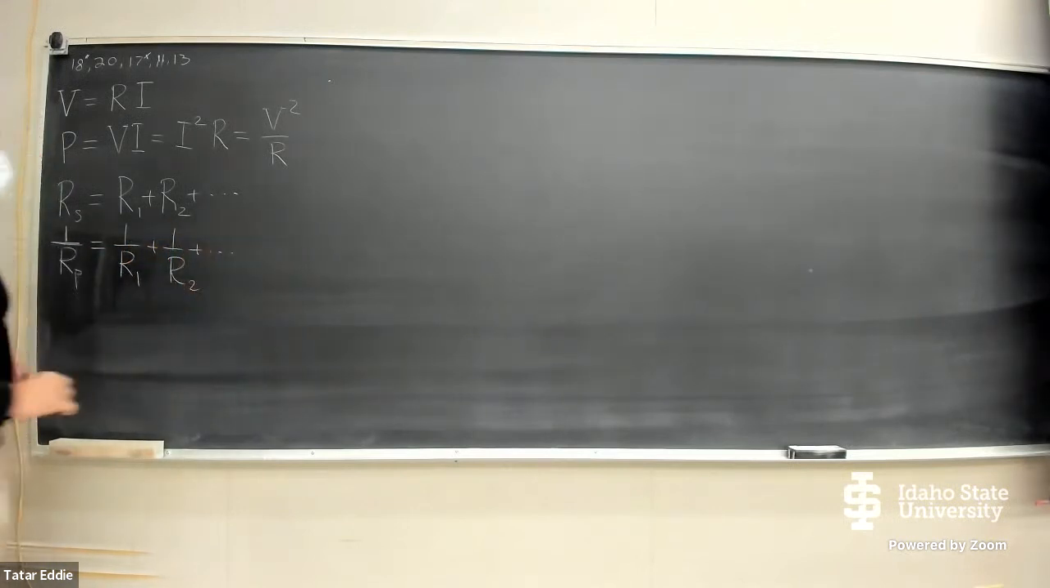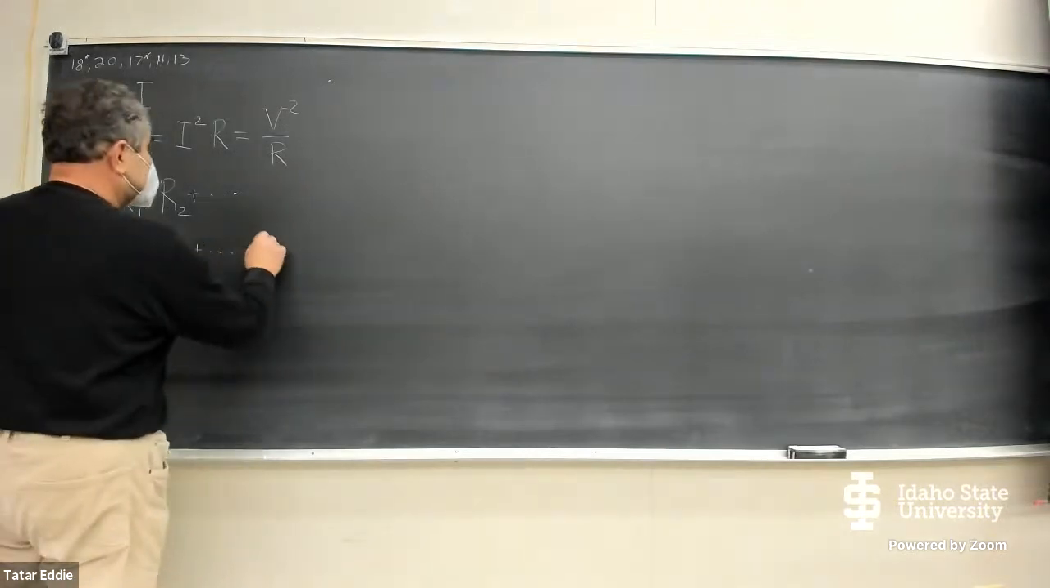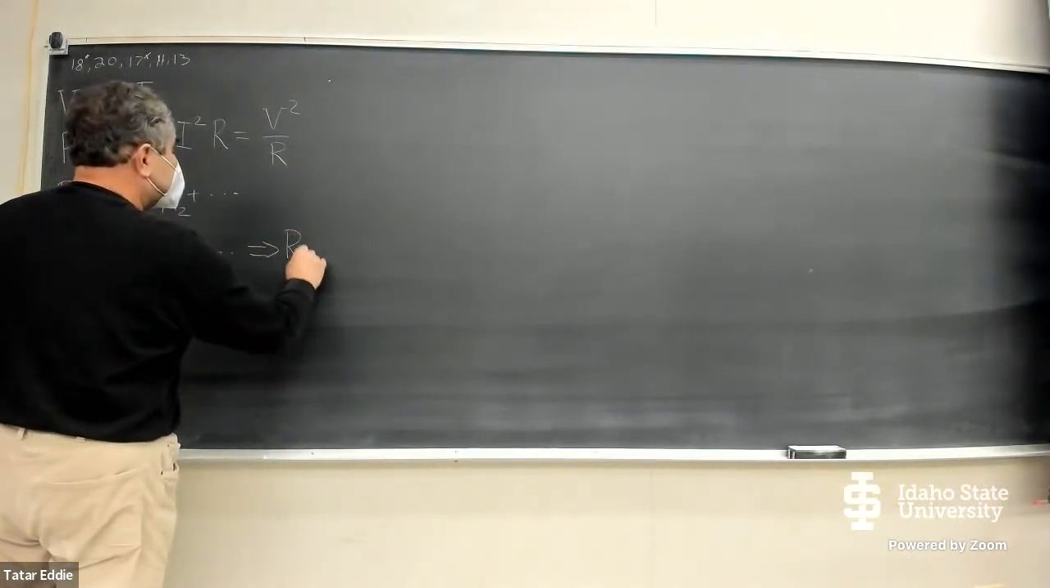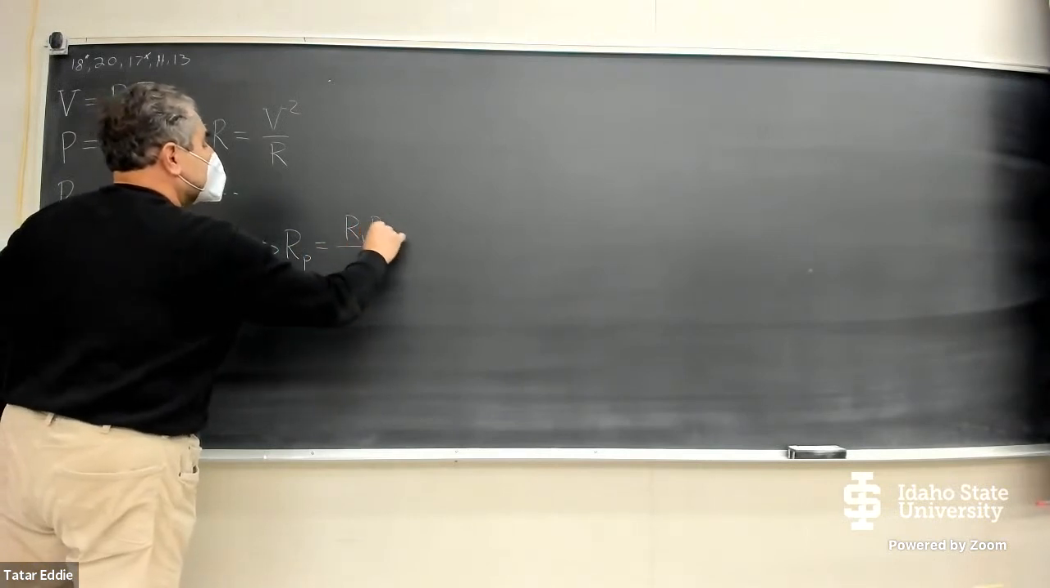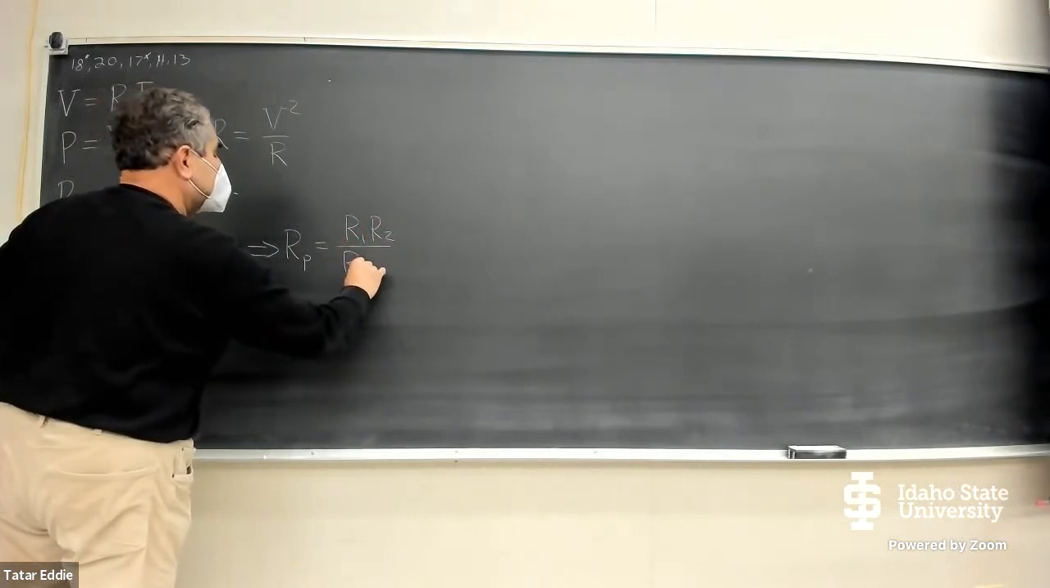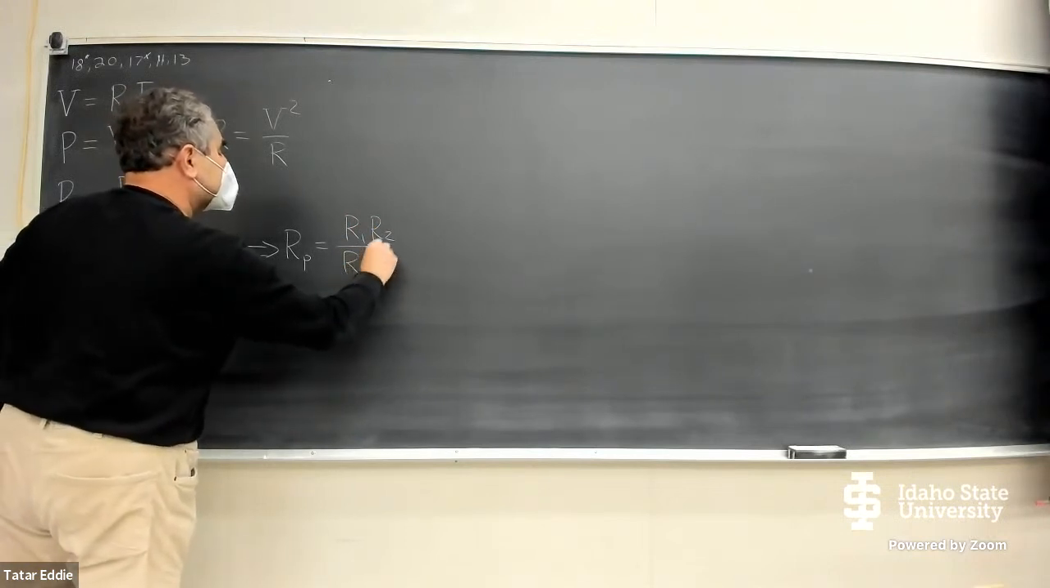And this formula for the case of only two resistors connected in parallel simplifies to R parallel is equal to the ratio of the product divided by the sum, R1 times R2 over R1 plus R2, right?